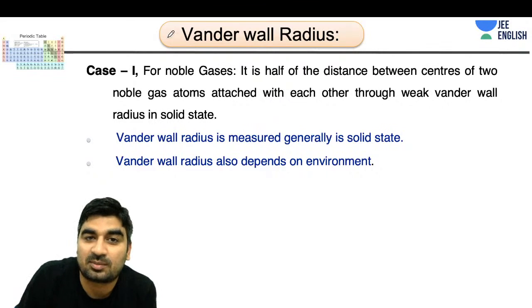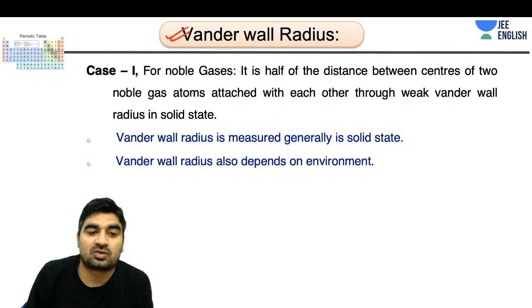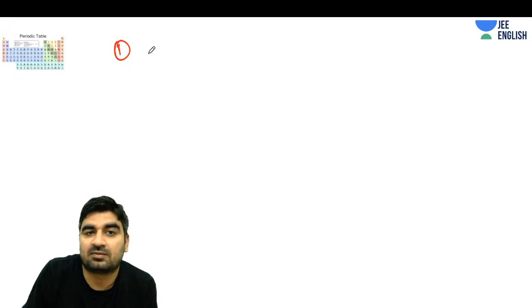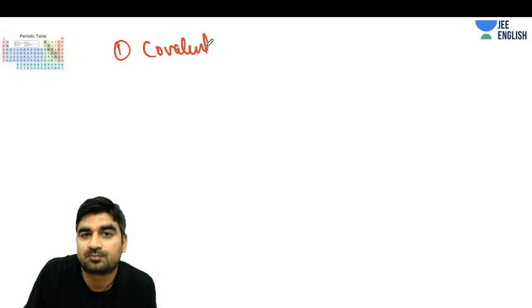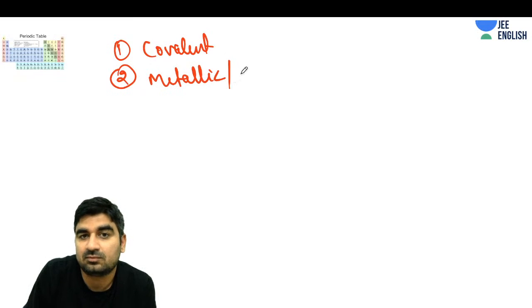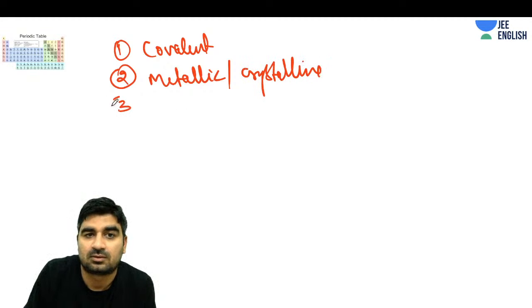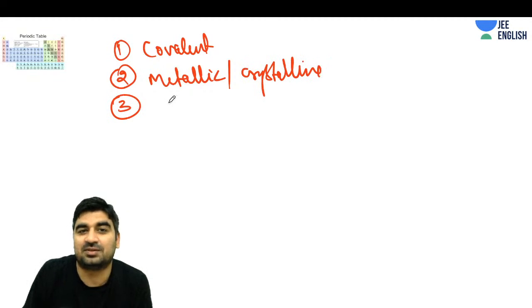So now let's talk about the van der Waals radius. We have three types of radius. The first one was covalent. The second one was metallic, or we also call it crystalline radius. And then we have the third one, that is van der Waals.